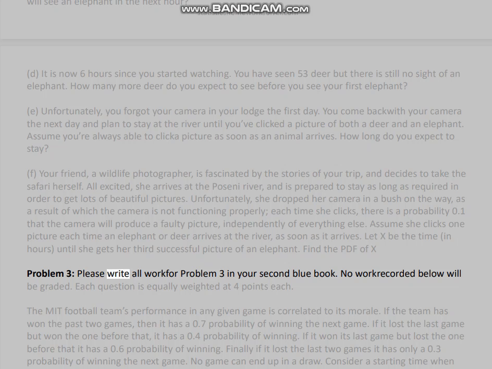Problem 3. Please write all work for Problem 3 in your second blue book. No work recorded below will be graded. Each question is equally weighted at 4 points each.